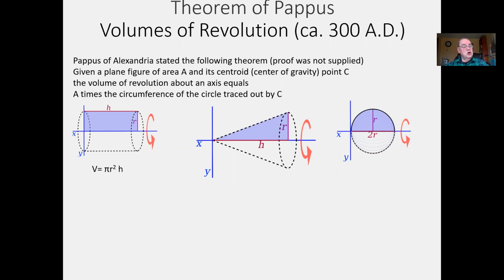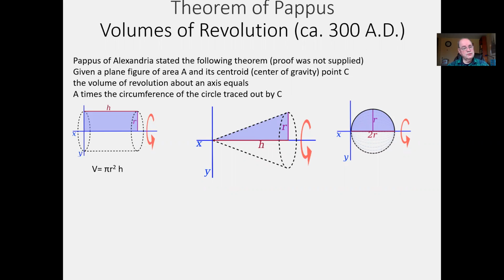Let's see how it works. We know what the volume of a cylinder is. The volume of a cylinder is the base times the height. Well, notice that the base is a radius of r, and so therefore the base of that cylinder is going to be pi r squared, and the height of the cylinder is h. So we know from other considerations that the volume of that cylinder is pi r squared h.